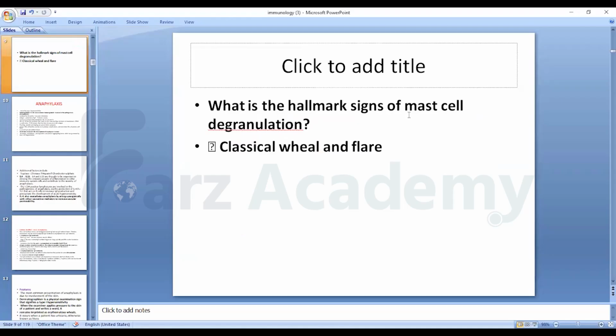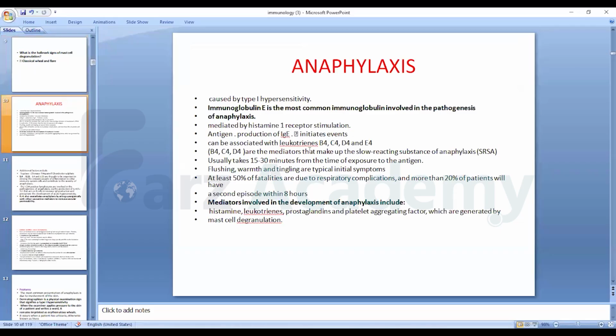So what is the hallmark sign of mast cell degranulation? It is the classical peel and flare. So anaphylaxis is caused by type 1 hypersensitivity. Immunoglobulin E is the most common immunoglobulin involved in the pathogenesis of anaphylaxis, mediated by histamine 1 receptor stimulation.